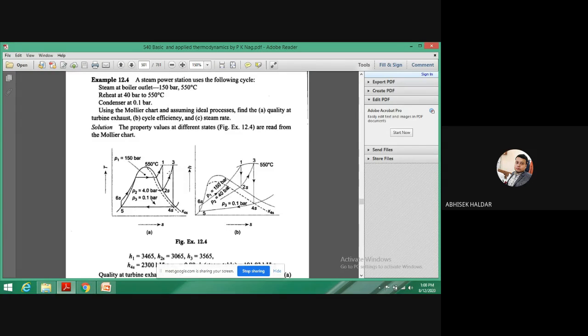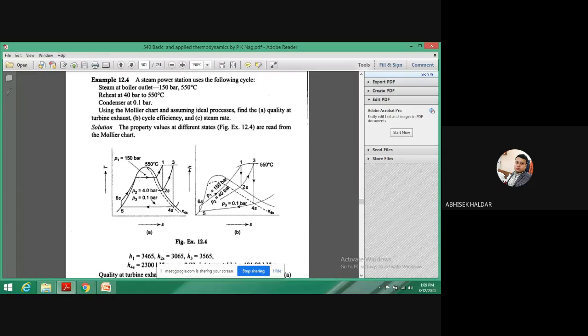Now the question is, how can you fix this point 3? This temperature, 550 degrees Celsius, is given. It will not go somewhere above or below. So this temperature will be given, and this is happening at 40 bar. That means this high pressure turbine is dropping the pressure from 150 bar. This is the 150 bar line.